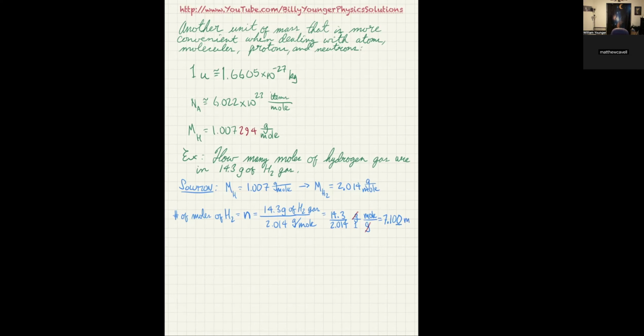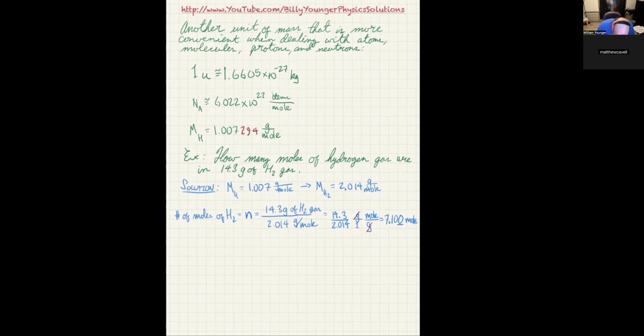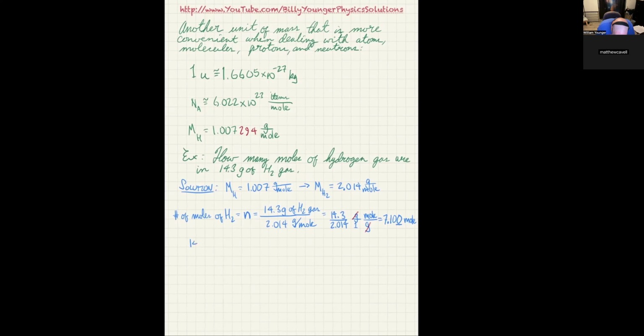And in fact, the result is 7.10 moles. So it turns out that 14.3 grams of H2 gas is 7.10 moles of H2 gas. So that's our answer.